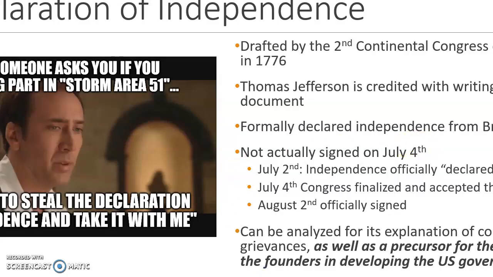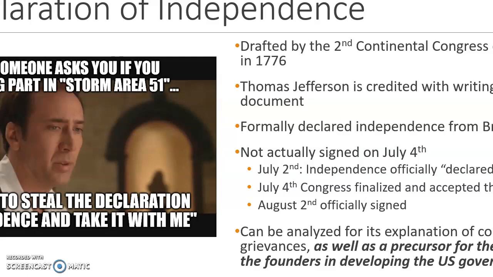So, if you're not familiar with the Declaration of Independence, it was drafted by the Second Continental Congress. The Second Continental Congress met a few months after the battles of Lexington and Concord. Actually, sorry, what am I saying? Over a year after the battles of Lexington and Concord.